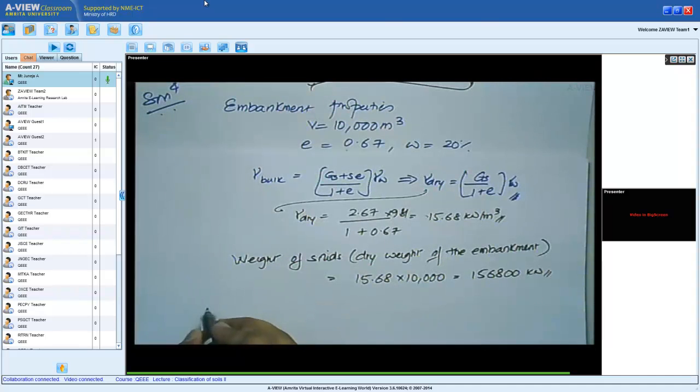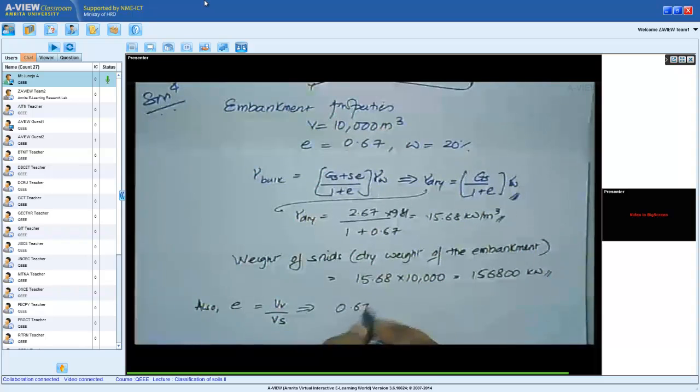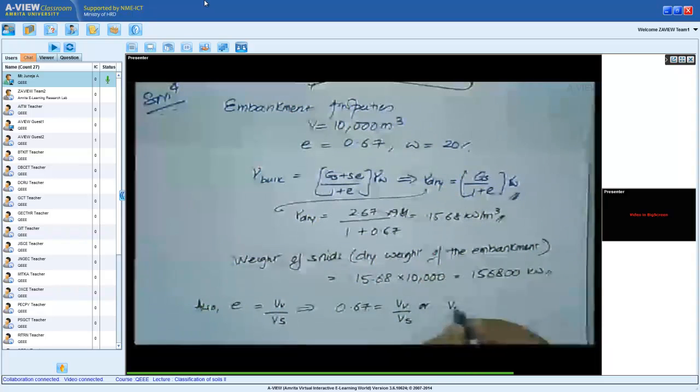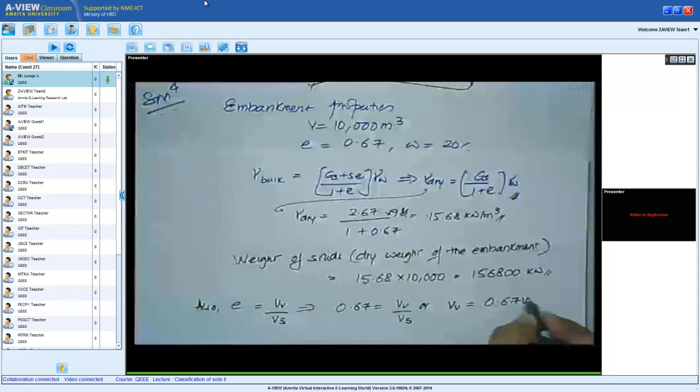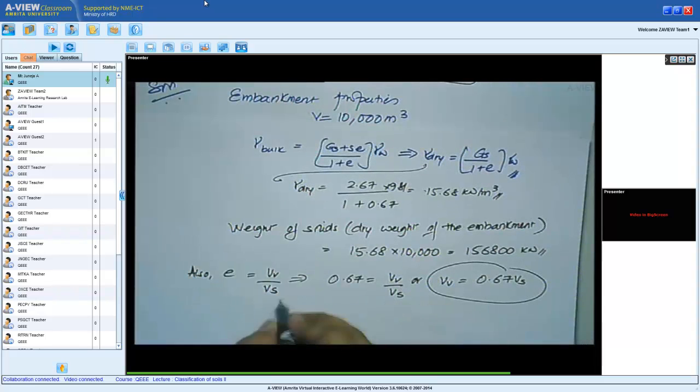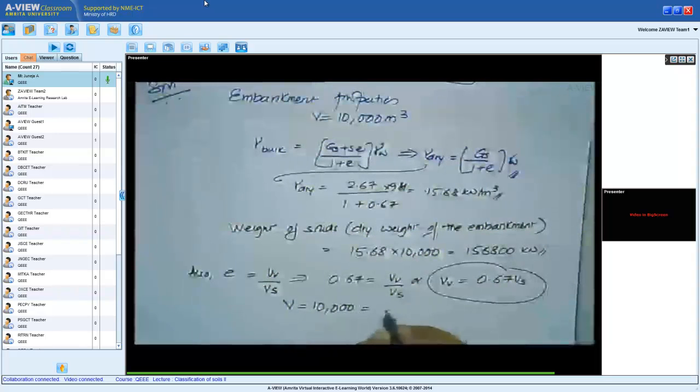So the first one, I say void ratio equals volume of voids divided by volume of solids. If this is the final void ratio, which is 0.67, equals volume of voids divided by volume of solids, or I can say volume of voids equals 0.67 times volume of solids. I'm going to plug this in, knowing that total volume, which is 10,000 in this case, equals volume of voids plus volume of solids.